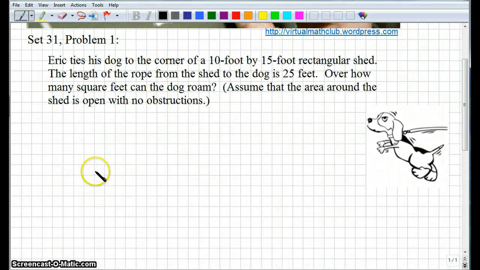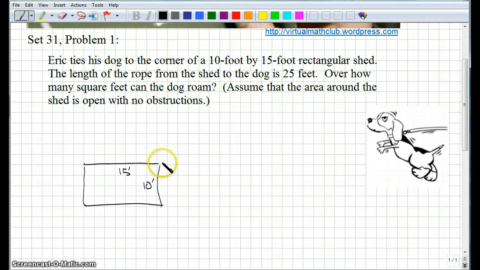So let's draw this shed. It's 15 by 10, 10 by 15. I'm just going to draw here. One side I'll call 15, another side we'll say is about 10. So I'm going to draw this shed here. Pretend that it's rectangular, all right? This is 15 and this is 10 feet.